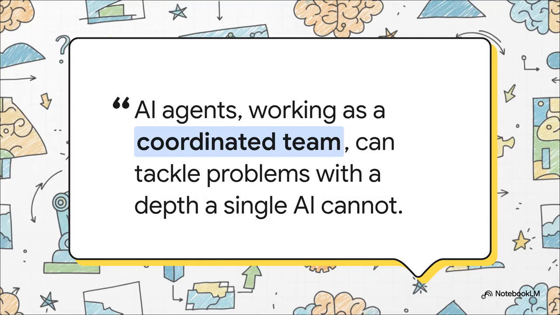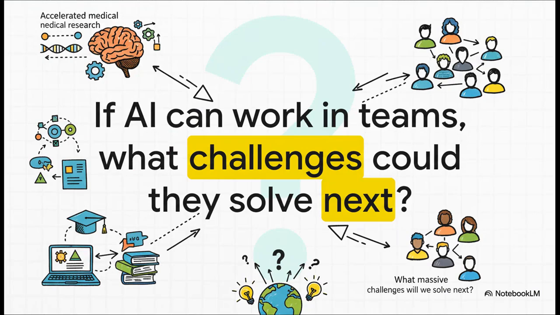The next big leap forward in AI isn't just going to come from building bigger and bigger models. It's going to come from building smarter, collaborative systems. By getting these AI agents to work together as a coordinated team, they can tackle problems with a richness, a depth, a nuance that a single AI, no matter how big, just can't achieve on its own. And when you start thinking that way, it just opens up a whole universe of possibilities.